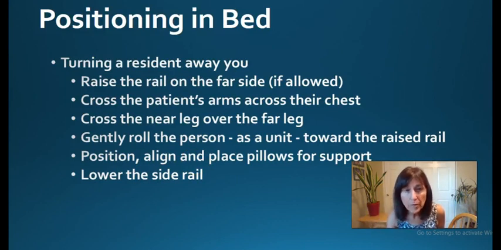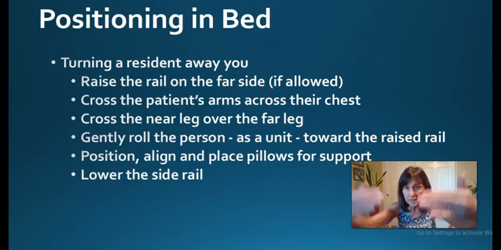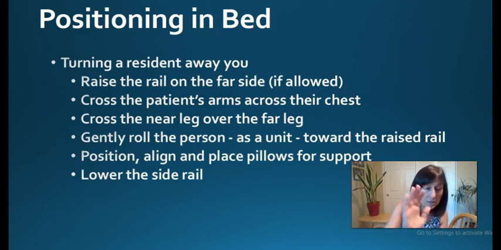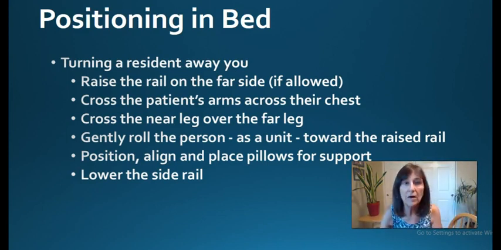Okay, so afterwards I'm going to go through your book real quick just to show you pictures. But if we're turning a resident away from us, make sure if they're on a hospital bed that the side rail on that side is up and they can reach for it. However, if not, make sure that we're not too close to the edge of the bed, that if the person turns on their side, they're not almost falling off.